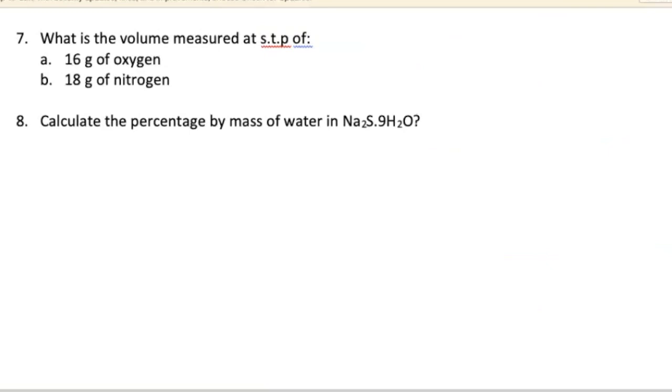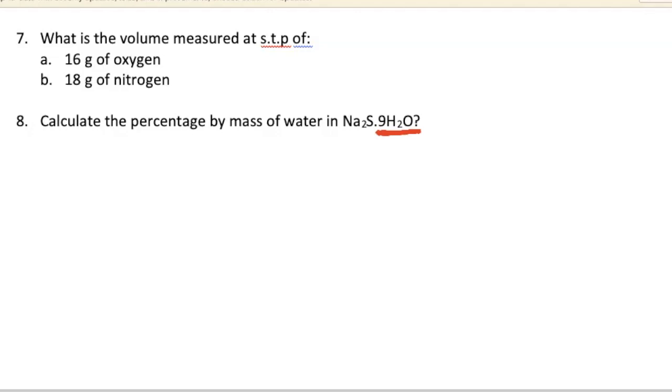Calculate the percentage by mass of water in that sodium sulfide with 9 water. So that's hydrated sodium sulfide. The dot 9 water here is telling us that 9 moles of water, or 9 units of water, is attached to 1 unit of the sodium sulfide, Na2S. Sulfur is in group 6, so when it reacts, it would accept 2 electrons to make S2 minus. Cut off the last part of the name and add IDE, and it becomes sodium sulfide.